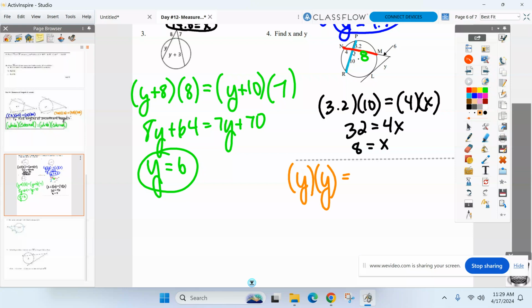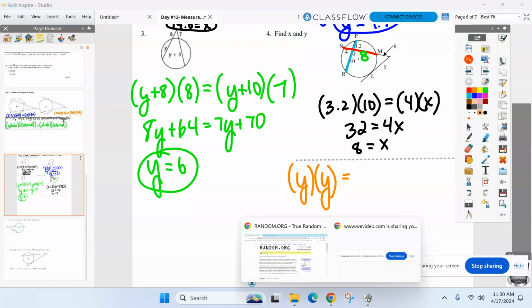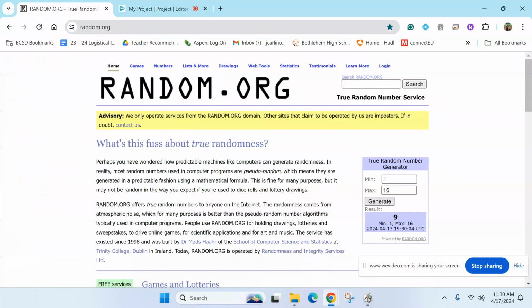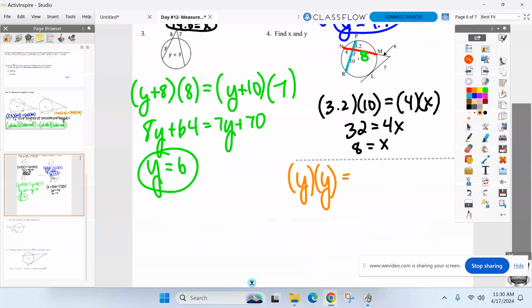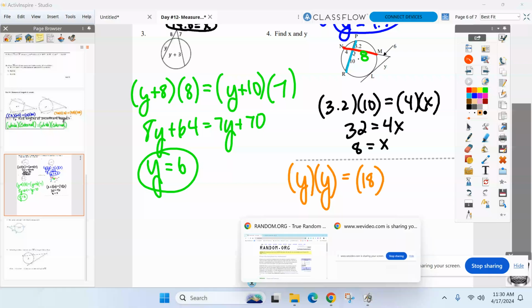So I have y times y. How long is the secant? The secant we identified. How long is the secant? 20. 4 plus 8. Yep. 12. Oh, 18. There we go. Yeah, 18. And then how about its external part?